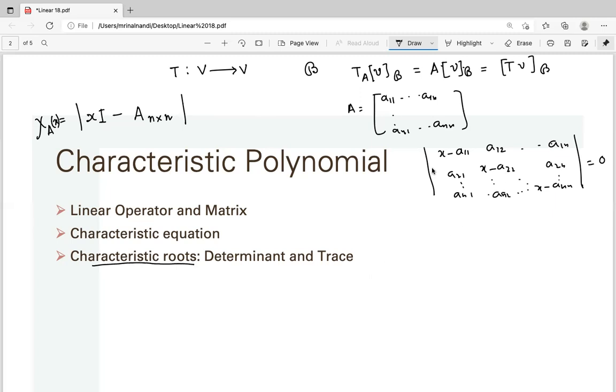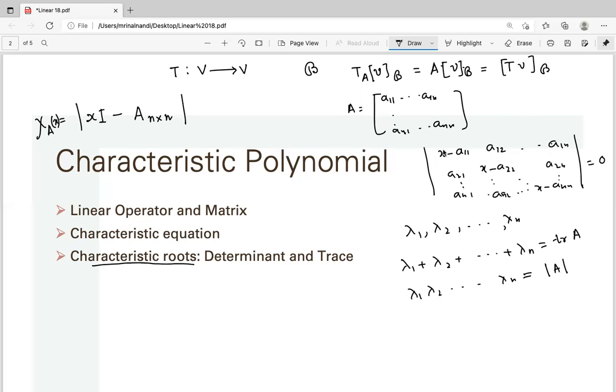Now, sometimes we write lambda instead of x. If lambda 1, lambda 2, up to lambda n are the roots, remember that the characteristic roots may not be distinct. Two things are very important and easy to see: the sum of these characteristic roots is the trace of the matrix, and the product of these characteristic roots is the determinant of the matrix.